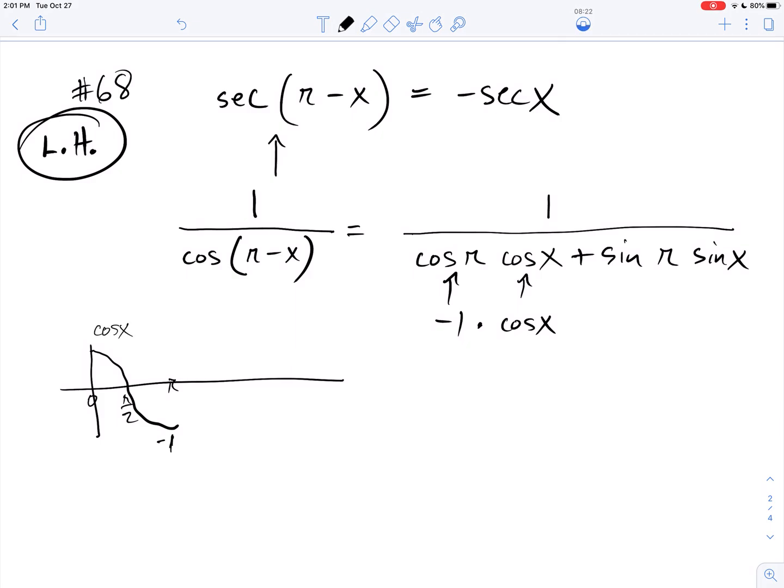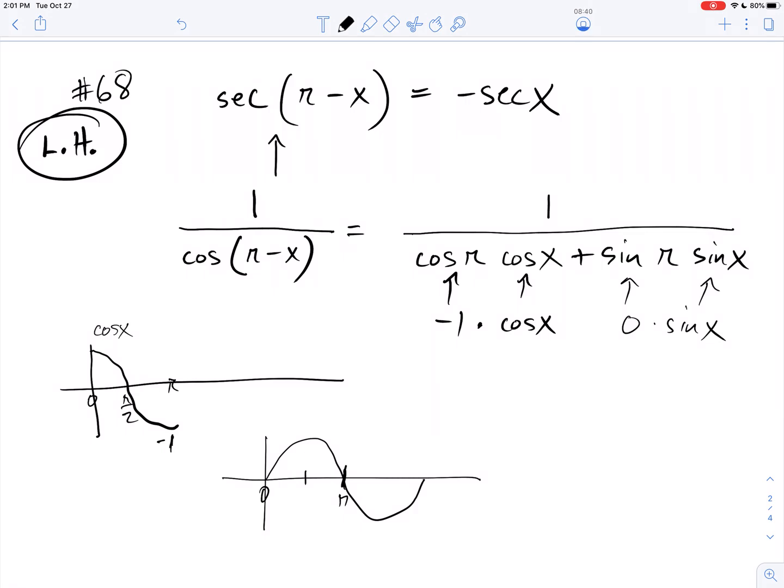And then I'm going to do the same thing with a sine graph. I'm going to go like this. Sine, hey, guess what? Boom, right here. That would be 0. That would be pi over 2. That would be pi. What is the sine of pi? I don't even need a calculator. It's 0. So 0 times sine x.